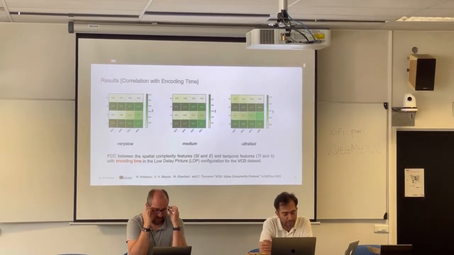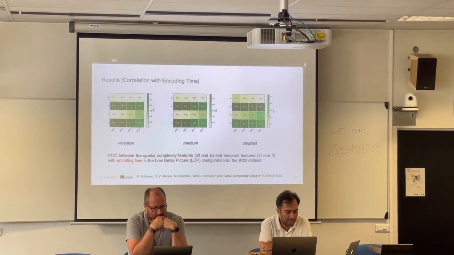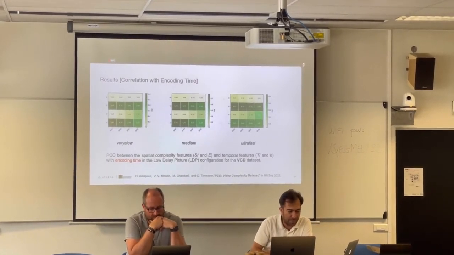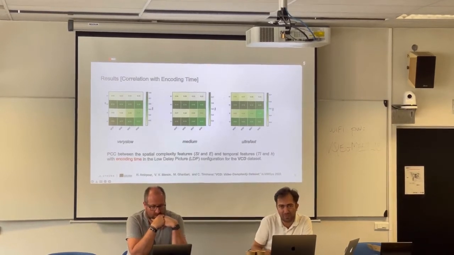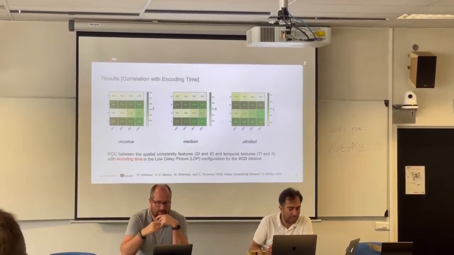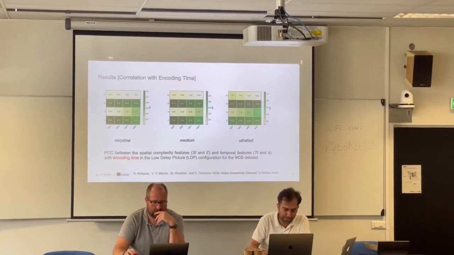So we also calculate the correlation with encoding time complexity. You can see that H performs better than TI, but for E and SI the performance is not that good. It shows that temporal complexity has much higher correlation with encoding time.